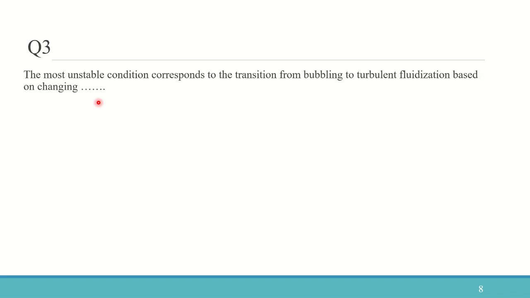Now we'll move on to question 3. In question 3, the most unstable condition corresponds to transition from bubbling to turbulent fluidization based on changing dash. We'll look at the options first. Option A, top surface of the bed. Option B, bundle of slugs. Option C, velocity. Option D, surface area of the bed. I'll give you 1 minute. In that time, I want you to come up with the right answer and why it is the right answer.